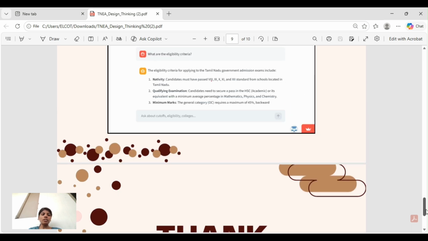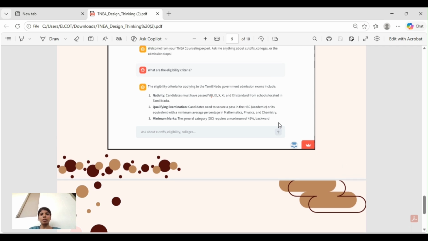To conclude, our project TNEA Counseling Pro aims to simplify the engineering counseling process for students. The chatbot provides instant answers to student queries, reducing confusion and saving time during the application and counseling stages. Before that, I want to show something.